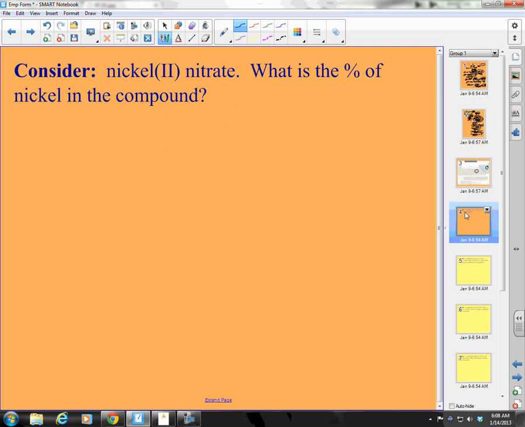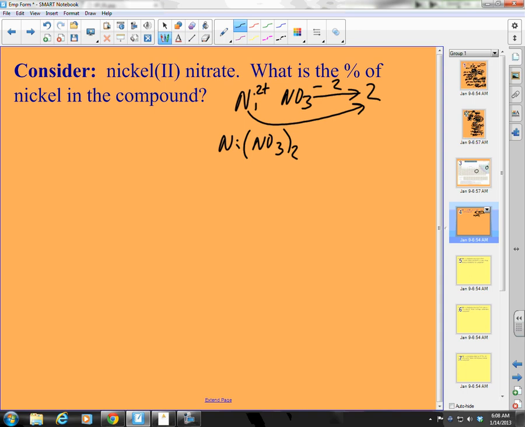Nickel 2 nitrate. Well, we have to know what nickel 2 nitrate is. Nickel 2 means it has a +2 charge, the ion does. Nitrate is NO3 minus. So what is my formula? Well, what's my least common multiple? 2. How many nickels do I need? I need 1. How many nitrates do I need? 2. So that means I have Ni(NO3)2. Good. Excellent.